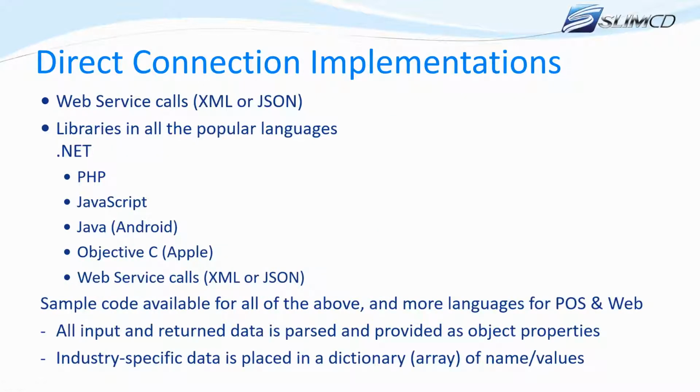So the direct connection implementations start with web service calls. These can be formatted as XML or JSON, and you can format up the document, send it to us, and whatever format you send, you'll get back. So if you formatted XML up, you'll get back XML, the same for JSON.